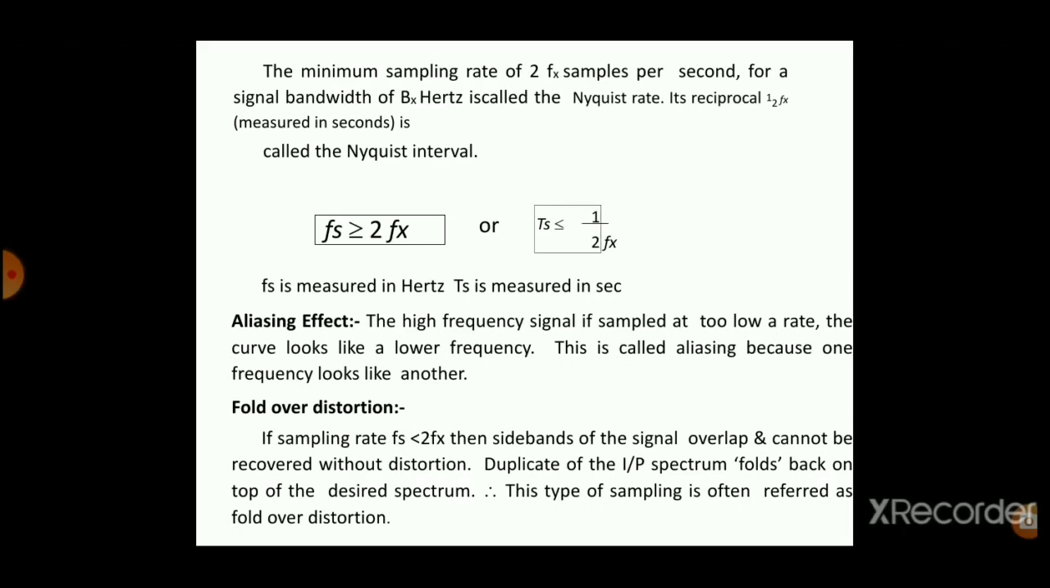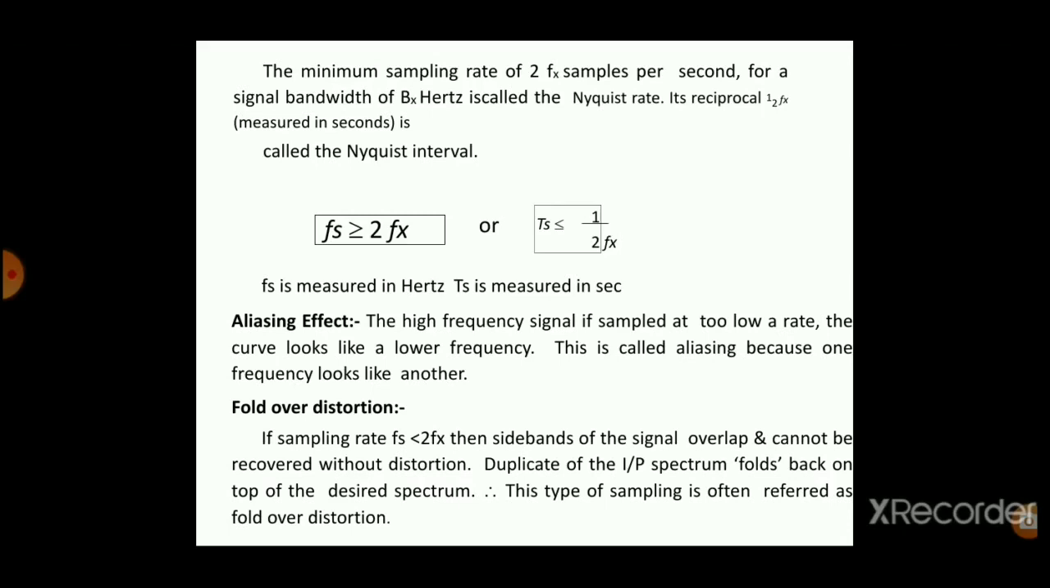Aliasing effect. A high frequency signal, if sampled at too low a rate, looks like a lower frequency curve. This is called aliasing: one frequency looks like another. Fold over distortion.